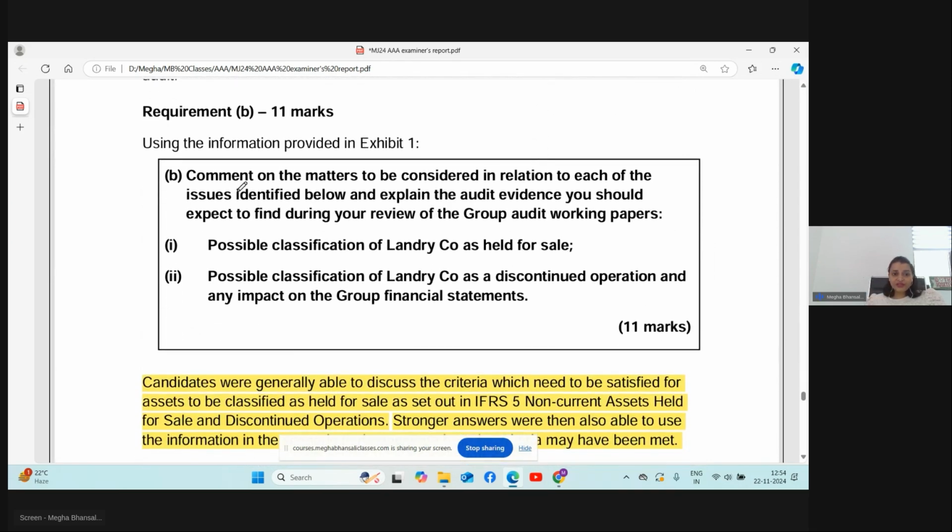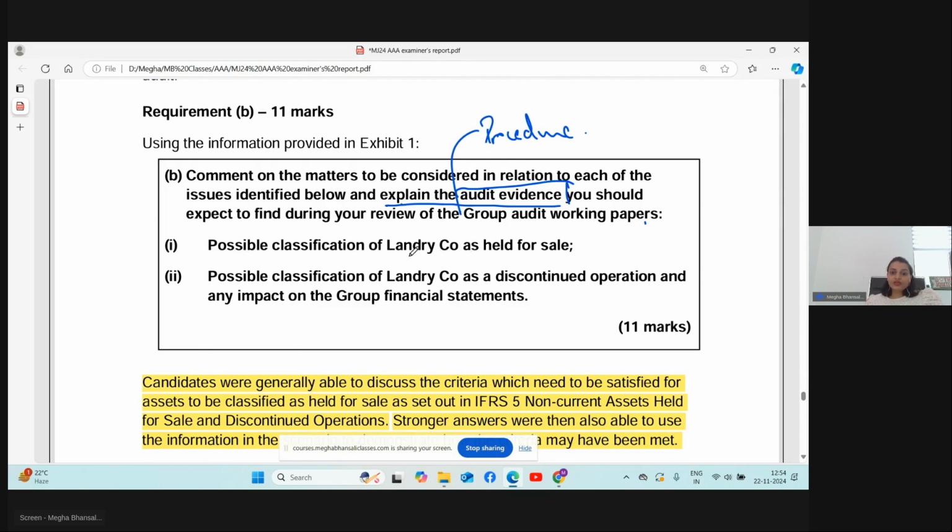Now part B says, comment on the matter to be considered in relation to each of the issues identified below and explain the audit evidence you should expect to find during the review of your group audit working papers. Audit evidence is the document resulting from my procedures. So after I've done my procedures, this is the outcome of my procedures. So what all should I have discussed?